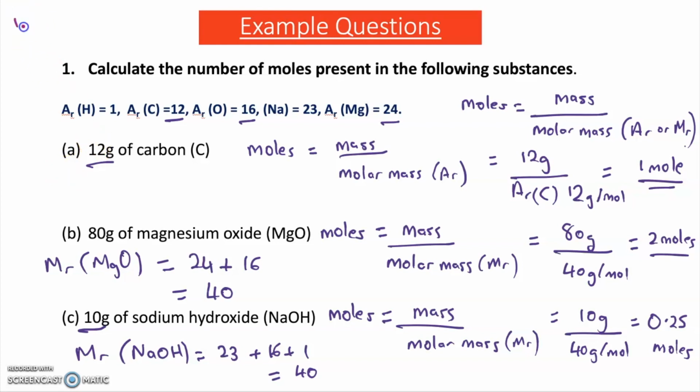Now remember, 1 mole is equal to 6.022 times 10 to the 23. So basically a 6 with 23 zeros, a huge number. So if you have 1 mole of carbon, you're going to have 6.022 times 10 to the 23 atoms of carbon. So 12 grams of carbon is going to give me 6.022 times 10 to the 23 atoms of carbon.